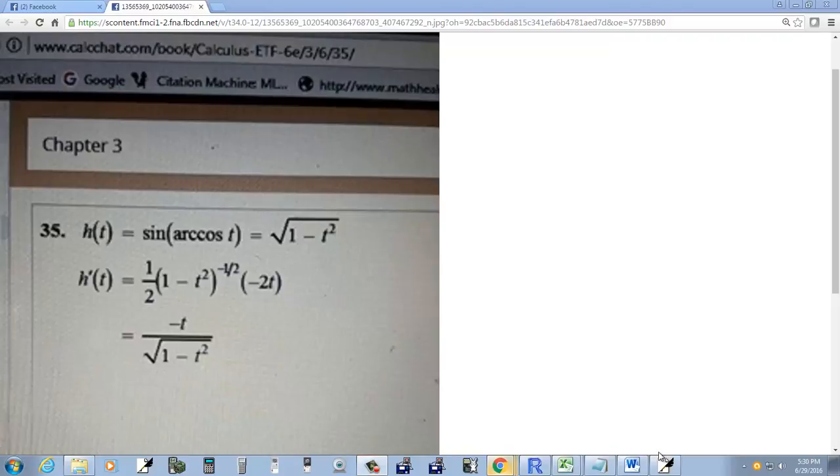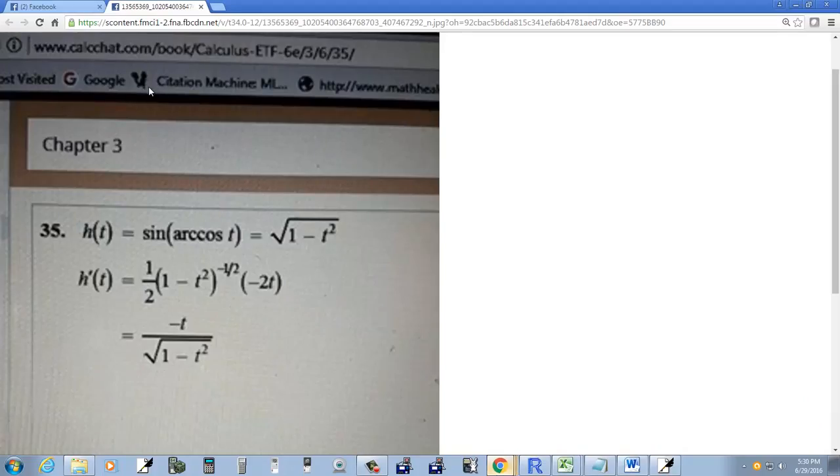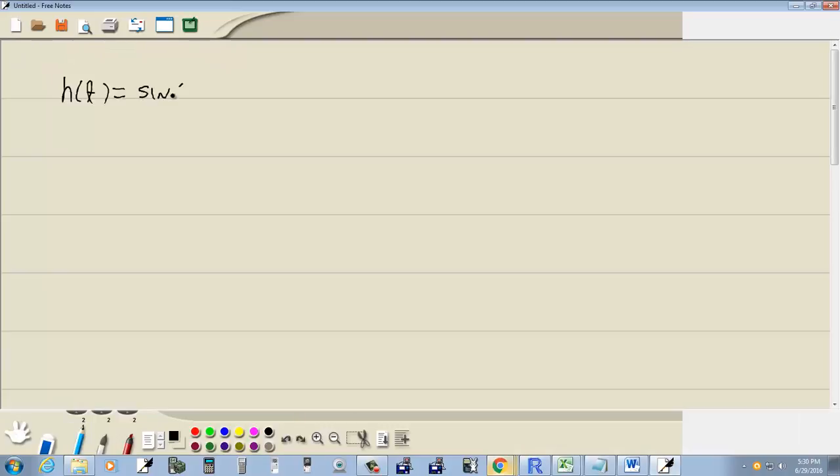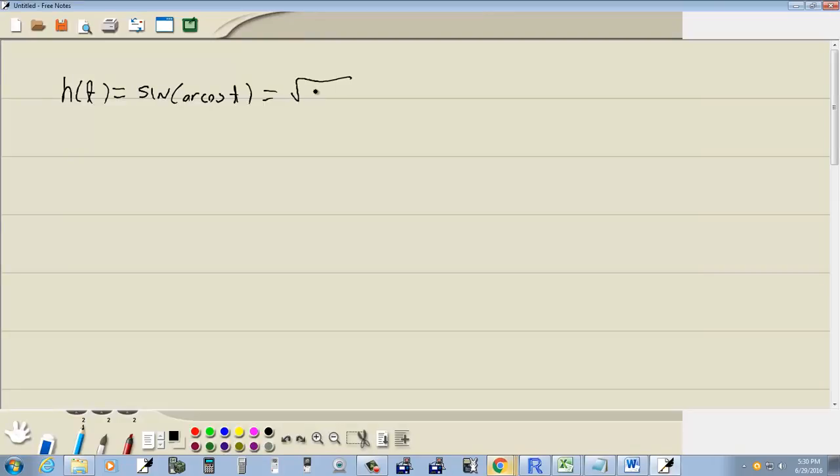Okay, let's take a look at this problem. We got h of t is equal to sine of arc cosine t, which is equal to the square root of 1 minus t squared.